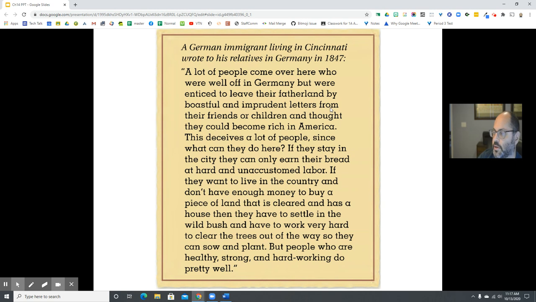A lot of people came over here who were well off in Germany, but were enticed to leave their fatherland by boastful and imprudent letters from their friends or children and thought they could become rich in America. This deceives a lot of people, since what can they do here? If they stay in the city, they can only earn their bread at hard and unaccustomed labor. If they want to live in the country and don't have enough money to buy a piece of land that is cleared and has a house, then they have to settle in the wild bush and have to work very hard to clear the trees out of the way so they can sow and plant. But people who are healthy, strong, and hardworking do pretty well.